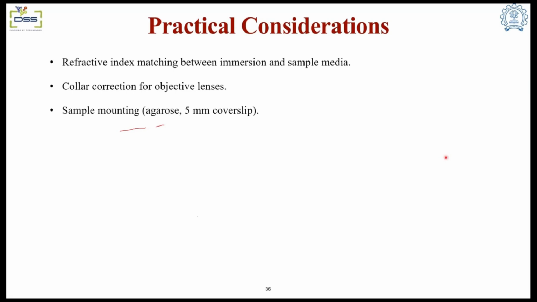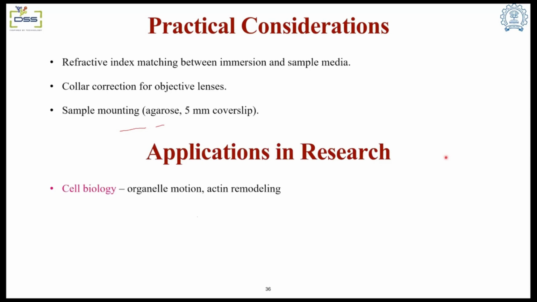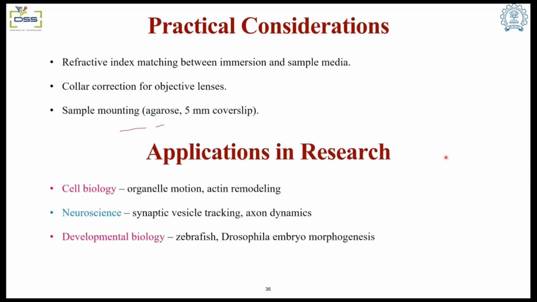What are the applications in research? In cell biology, we can study organelle motion and actin remodeling. In neuroscience, synaptic vesicle tracking and axon dynamics. In developmental biology, for example zebrafish embryos, etc. And in biochemistry, we can study dynamic molecular interactions.